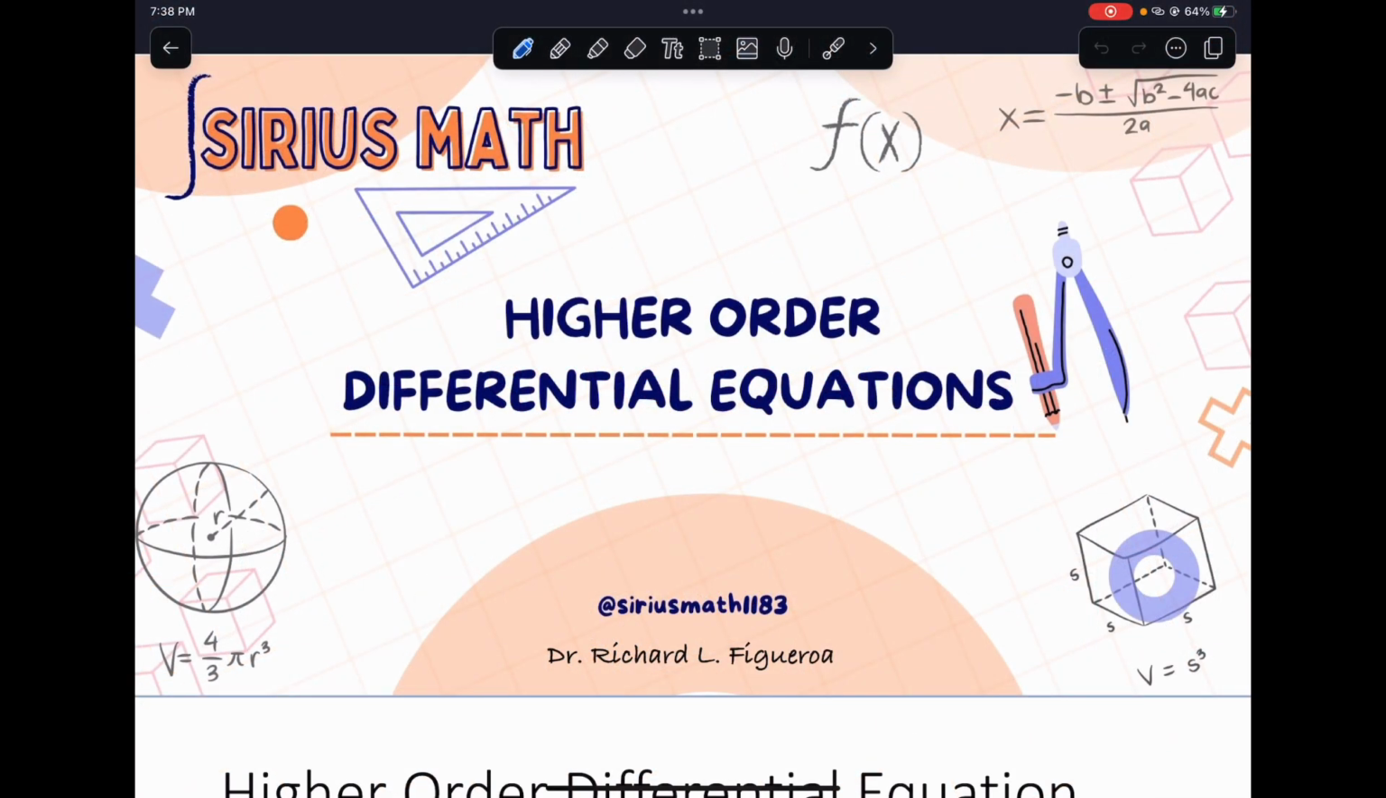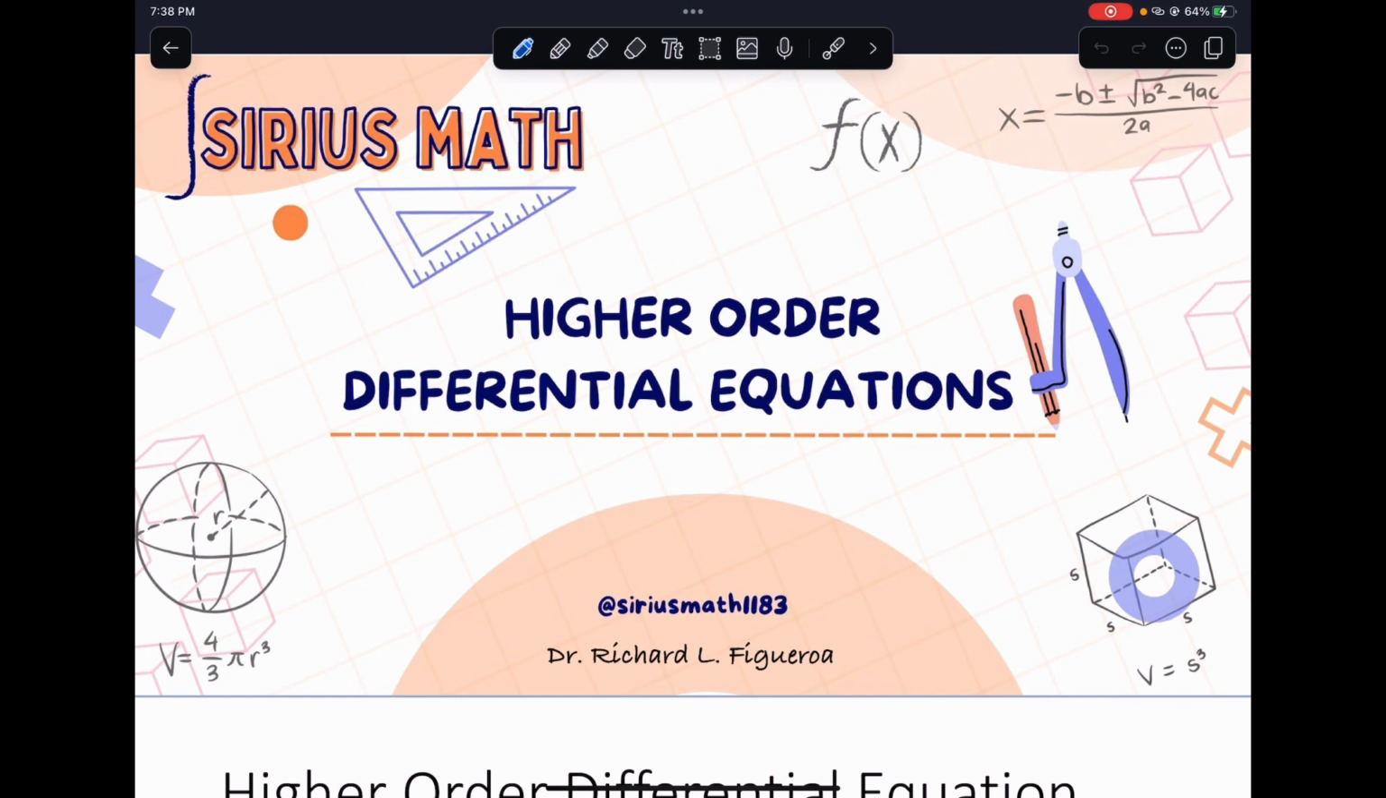Hello once again. So on this presentation, we're going to discuss higher order differential equations. By the way, I hope you are all still doing fine. We are done with first order differential equations, the different methods on how to solve them, together with their application. This time around, we will proceed with higher order differential equations.